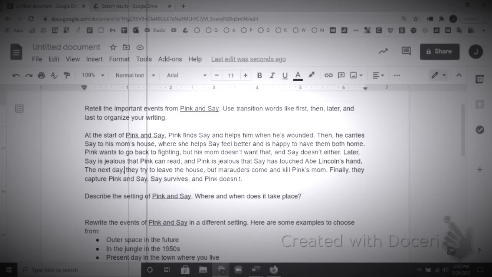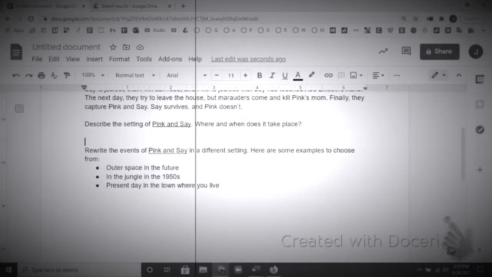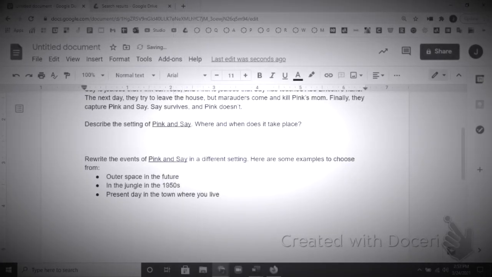I'm trying to retell the important events. I don't want to write it in too much detail. It's not supposed to take too long, but I do want to get those important events down. We're going to quickly describe the setting of Pink and Say. Where and when does it take place? This can be like 1 or 2 sentences.